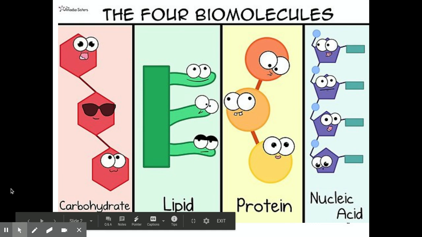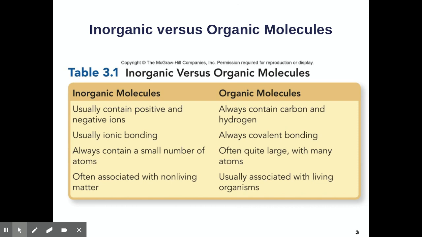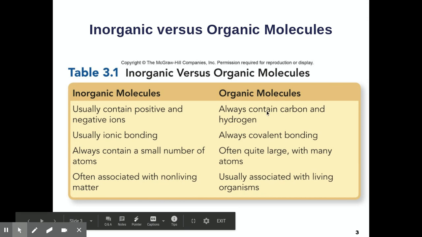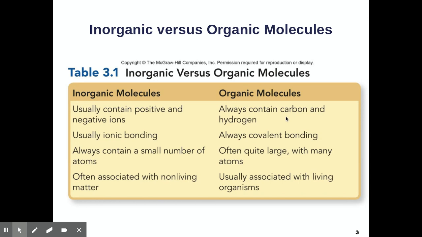Okay, so let's look at this chart, the differences between organic and inorganic molecules. Let's start over here with the organic molecules. We know that we have to have carbon. Let's go back to what you already know about carbon. What is the atomic number? The atomic number is 6. How many valence electrons does carbon have? Well, with 6 electrons, you're going to have 4 valence electrons in that outer shell.